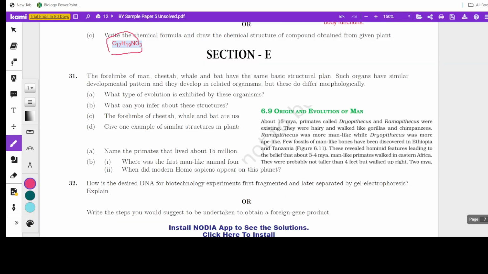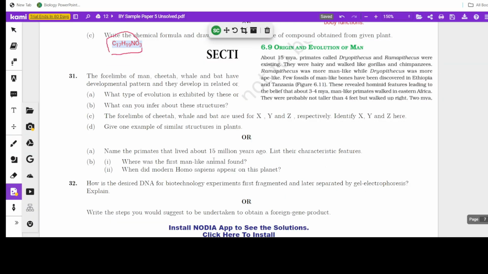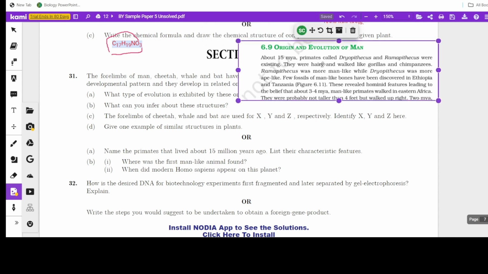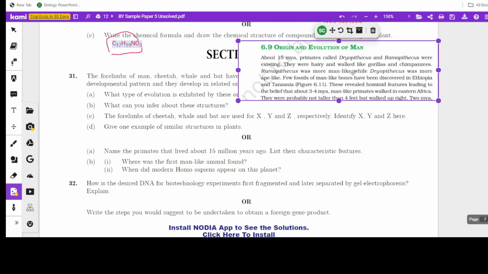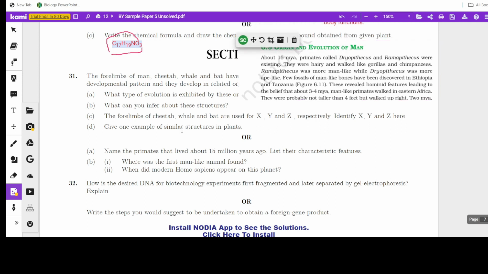The next question. Name the primates that lived about 15 million years ago. List their characteristic features. I have taken that clip from the chapter Origin and Evolution of Man. The primates Dryopithecus and Ramapithecus were existing about 15 million years ago. And the characteristic features are also given here. They were hairy and walked like gorillas and chimpanzees. Ramapithecus was more man-like, while Dryopithecus was more ape-like.